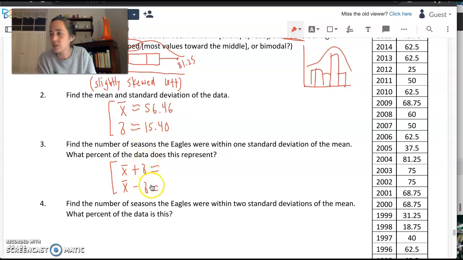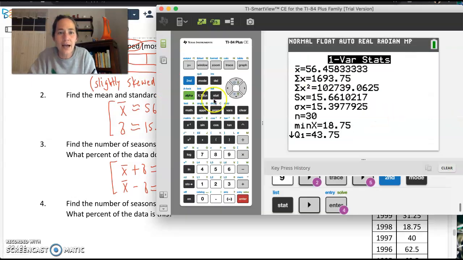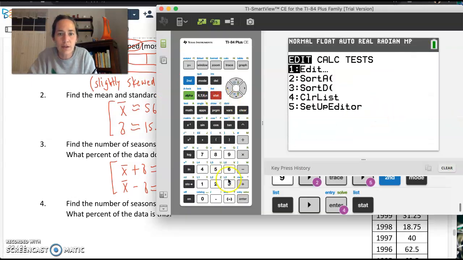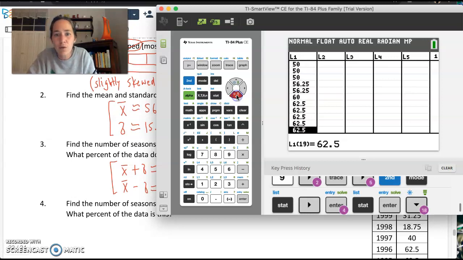I'm just going to do the addition and subtraction. I get 71.86, and I know that's rounded, for a high cutoff, and 41.06 about for a low cutoff. Well, if I look at my sorted list, it'll be easy to knock out a couple seasons that don't fall in that range since I have everything in order here. So the low cutoff was only a 41, and there are 1, 2, 3, 4, 5 values below the low cutoff. Let me go to the high end. So 5 values below. The high cutoff was a 71.8.